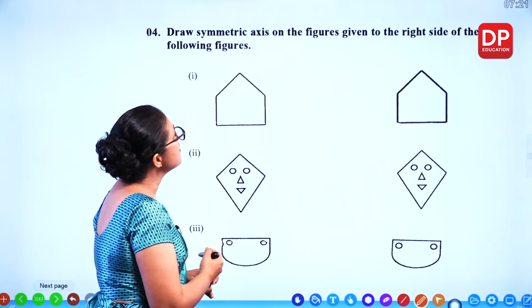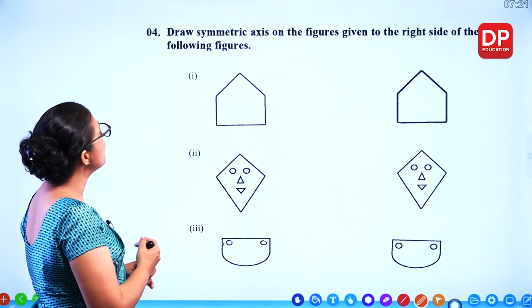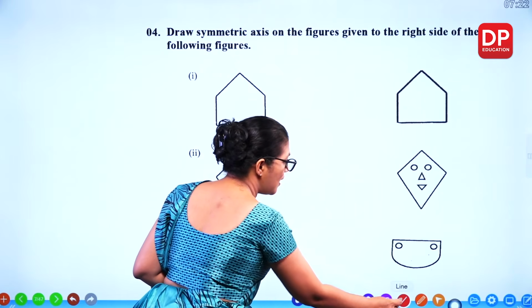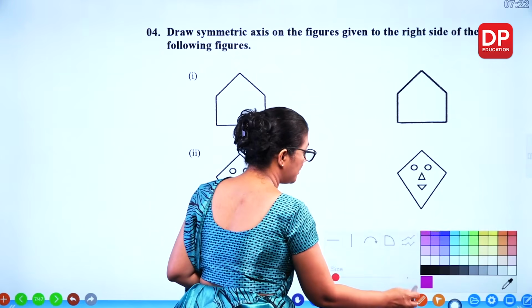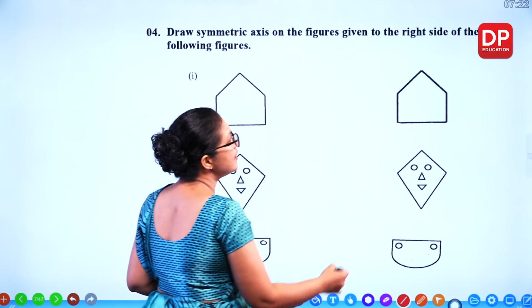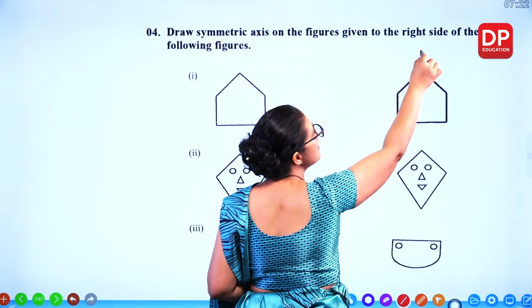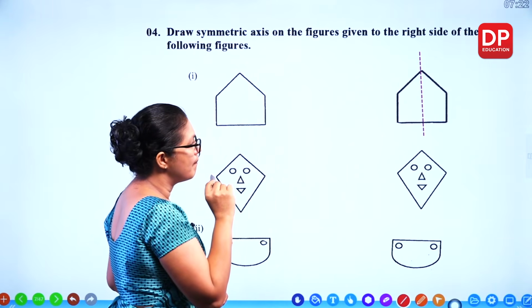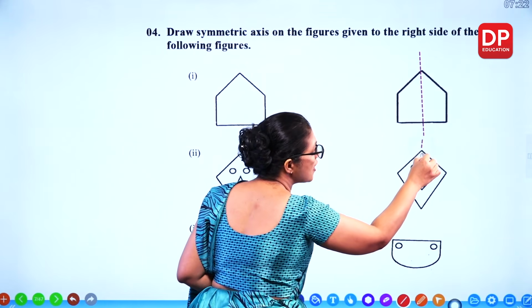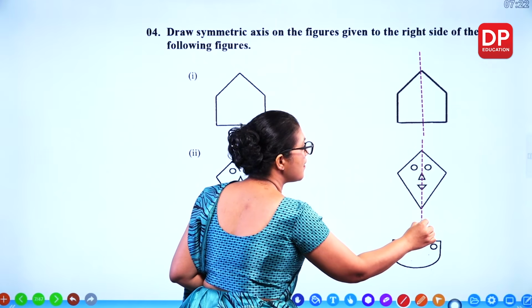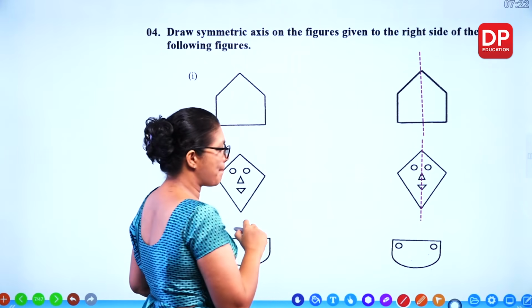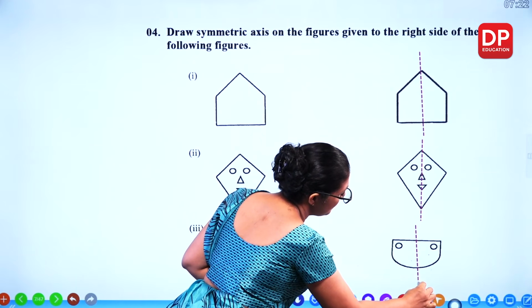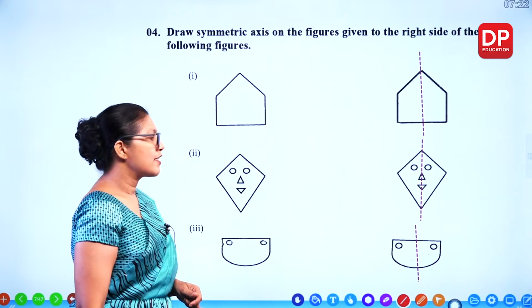Draw symmetric axes on the figures given to the right side of the following figures. So here we have to draw the symmetric lines. We'll take a dotted line. Okay, so what's the symmetric line here? We can draw from here to here. What about this figure? Starting from here to here, you get the symmetric line. What about the third diagram? Here to here. So that's the symmetric line.